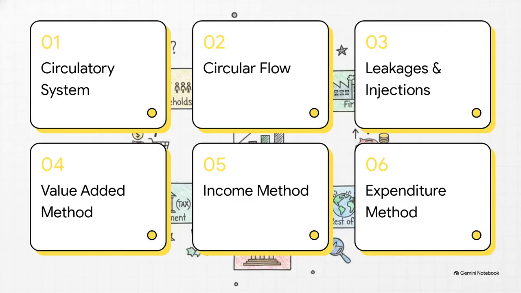Okay, let's dive right into this. We're going to cover the economy's circulatory system, how we model the circular flow, leakages, and injections, and then three big calculations: the value added, income, and expenditure methods.